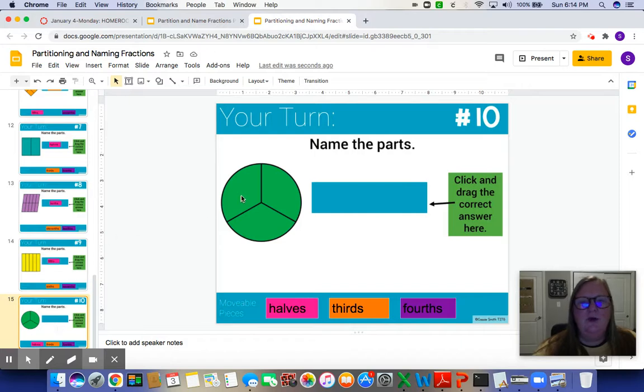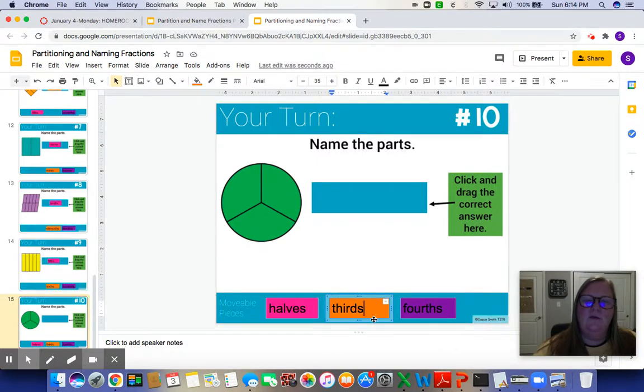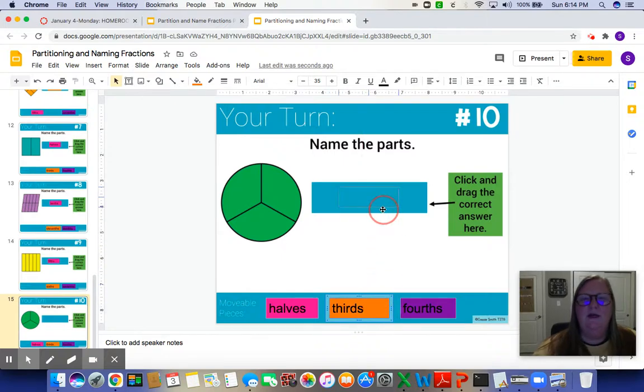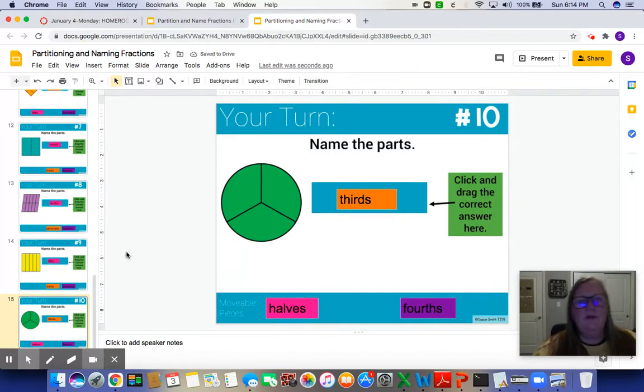And last one. Again, you'll count the parts. 1, 2, 3 pieces. So it is halves, thirds, or fourths. Hopefully you said thirds. So click on the piece and then go down to the border, that light blue border, and click on it and drag it up. And we have thirds.